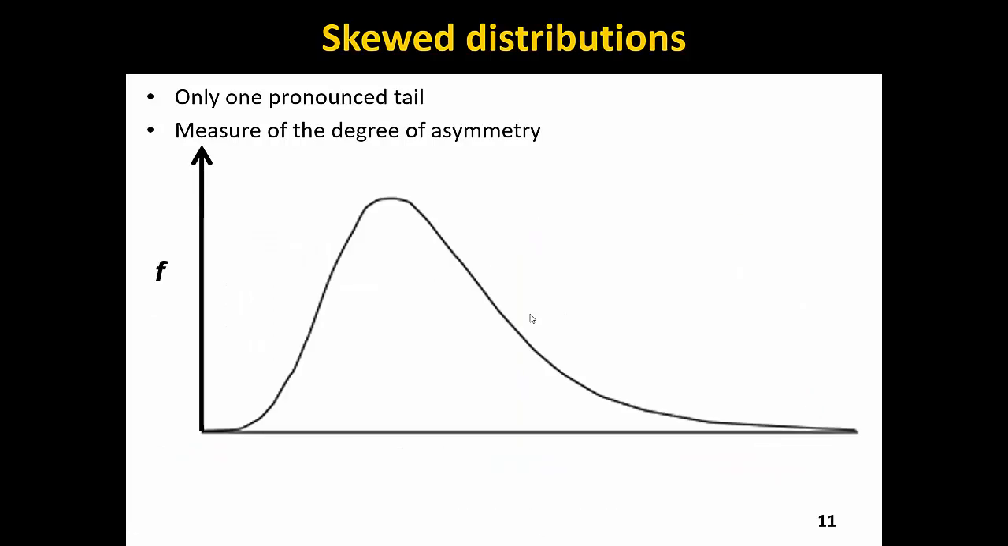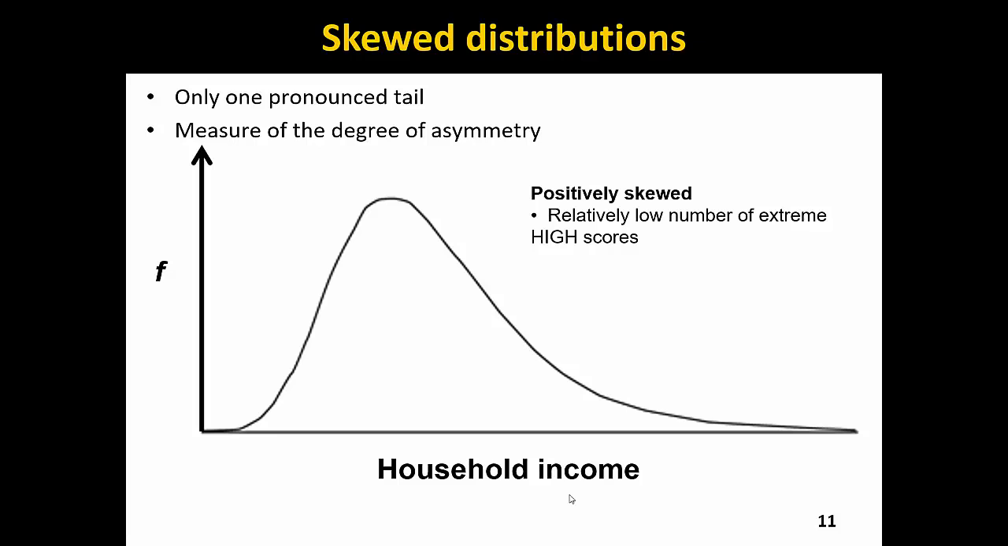The other skewed distribution that we see here is what's called a positively skewed distribution. And in this case, the very long pronounced tail is heading in the positive direction. And so in this study, we're examining household income. And the positively skewed distribution refers to a relatively low number, okay, so number is the key thing here, of extremely high scores. That is the basic definition for a positively skewed distribution.